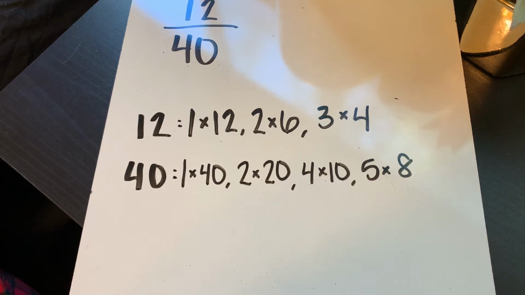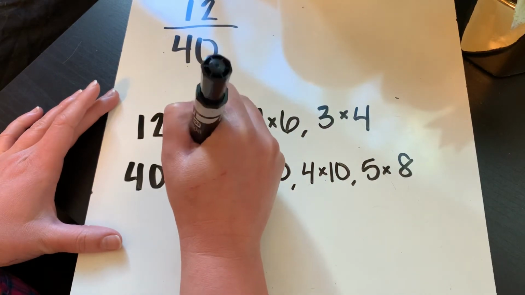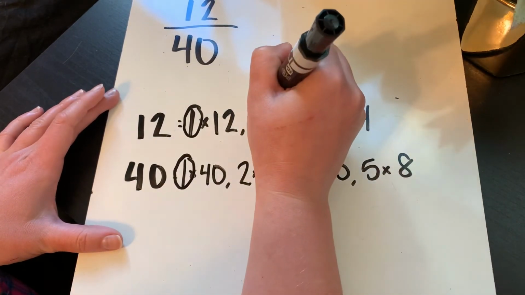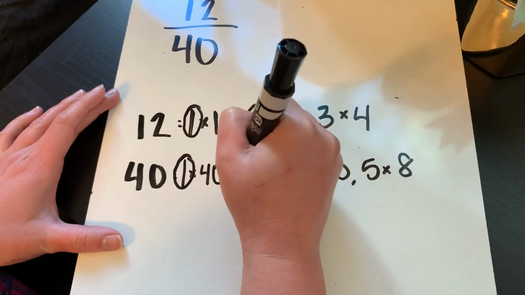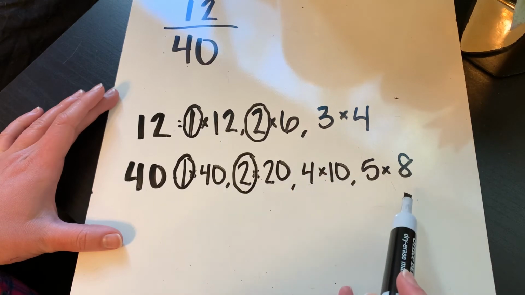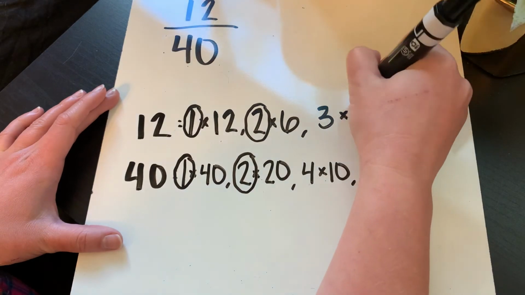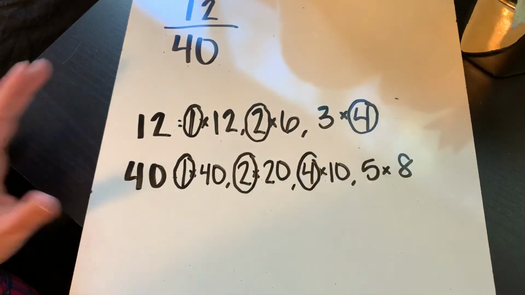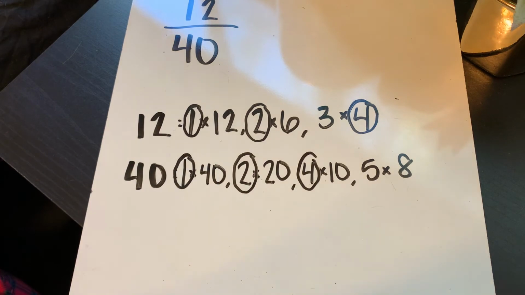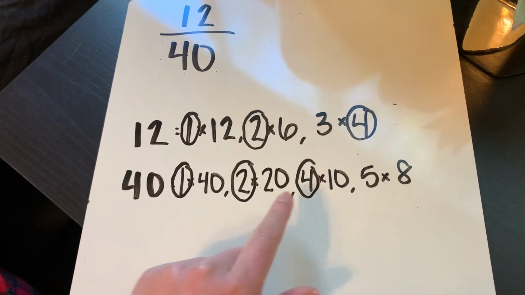So I'm going to look now and see, what do they have in common here? So I'm going to circle everything they have in common. They both have 1. They both have 2. You want to check every factor. 40 does not have 6. 40 does not have 3. They both have 4. So those are the common factors, 1, 2, and 4. You want to pick the biggest one to divide by. So my biggest one is 4. 4 is bigger than 2 and 1.